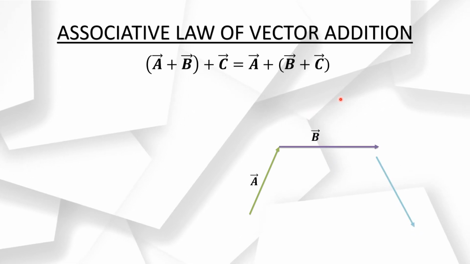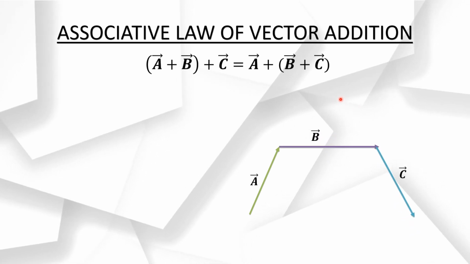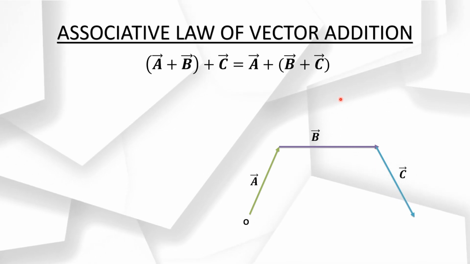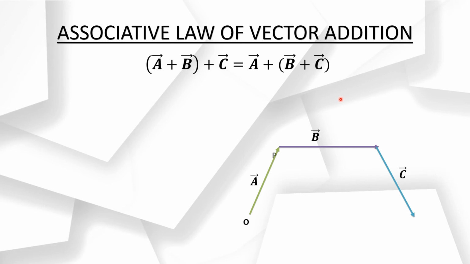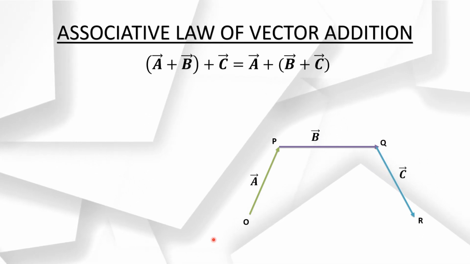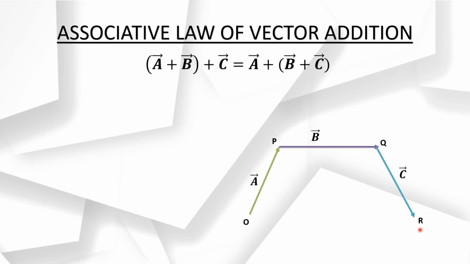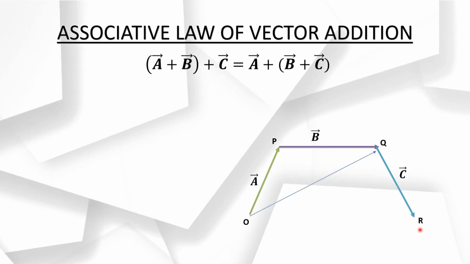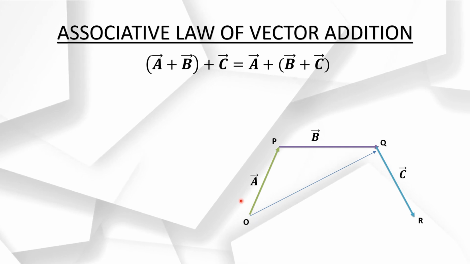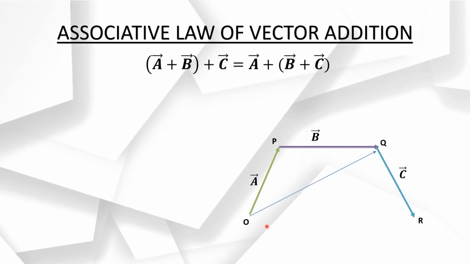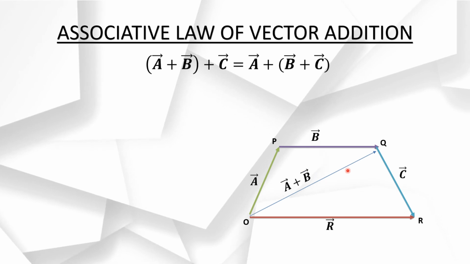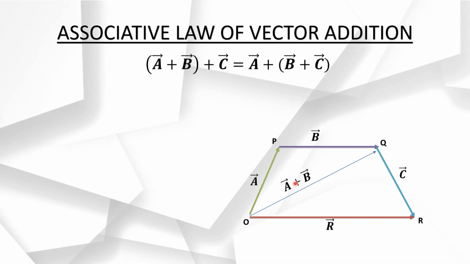Let us give the corner points the names O, P, Q, and R. First we will add A and B using the head to tail rule. So A has been added to B, and this is the resultant vector known as A plus B. Then we will add A plus B to C. So the resultant vector is R.